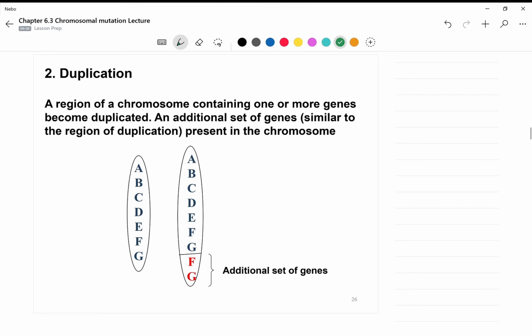In duplication, it's very straightforward. This means that some regions of the chromosome have been copied or multiplied. In this example, again we have A, B, C, D, E, F, G. The part that contains genes F and G has been multiplied. So in the new chromosome, we have 2 copies of F as well as 2 copies of G.